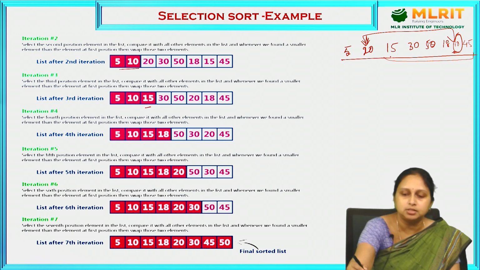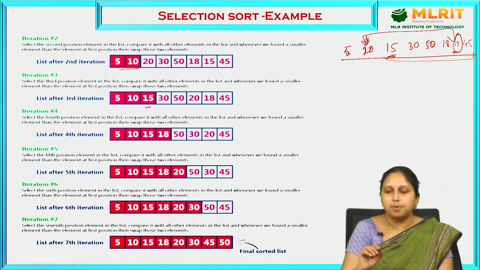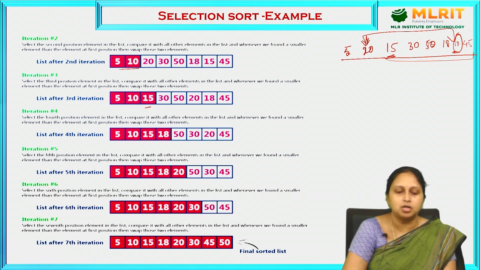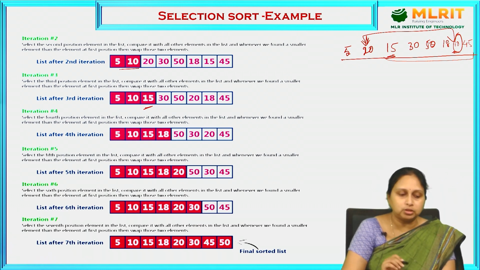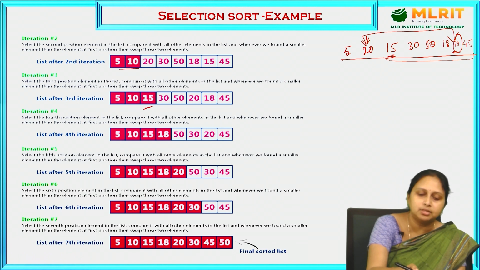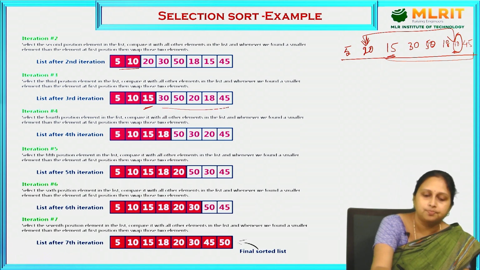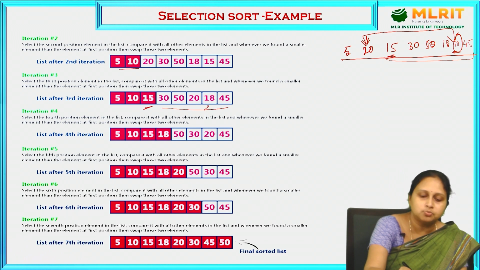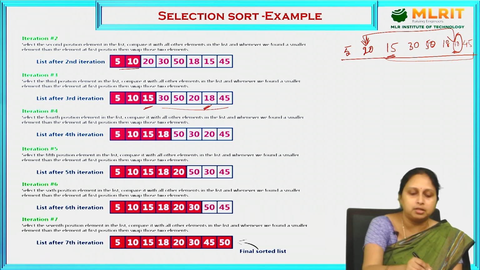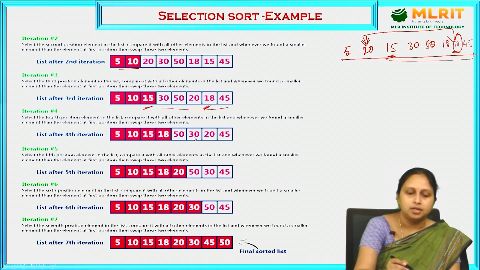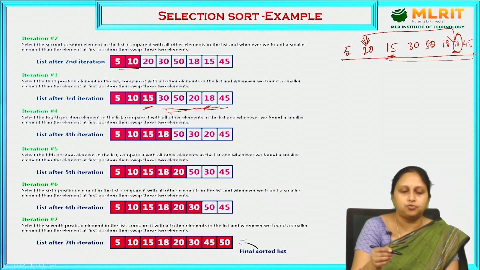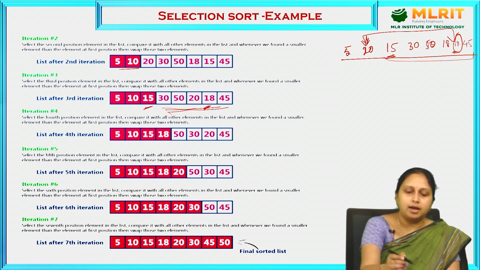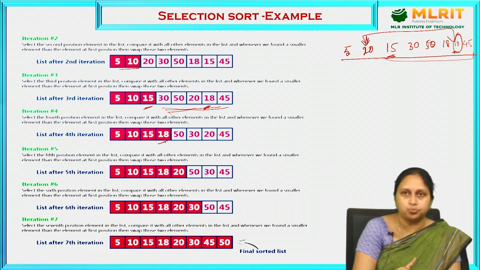The third element here is 15, right? That is going to be compared with the remaining elements, and 15 is the smallest element. That's why it is in the third position. Next, take the fourth element and compare with all the elements you have. Here 18 is the smallest element, and it is going to be swapped with this element, right? While comparing, if you find any smaller element, we swap them. That's why you get the list like this: 30, 50, 20, 18 and 45, right? And after doing this, we get 18 in the fourth position, right?